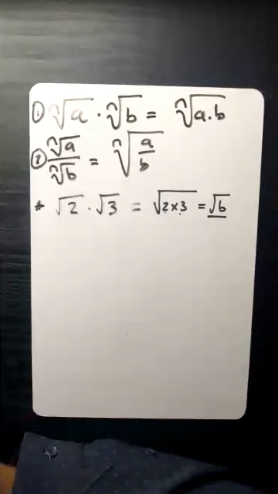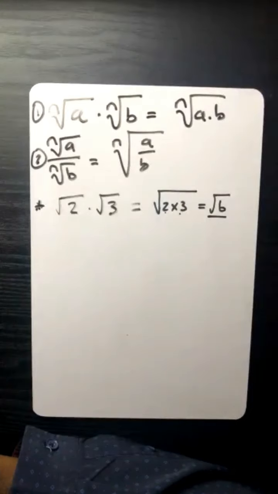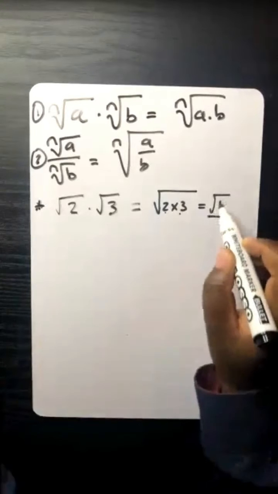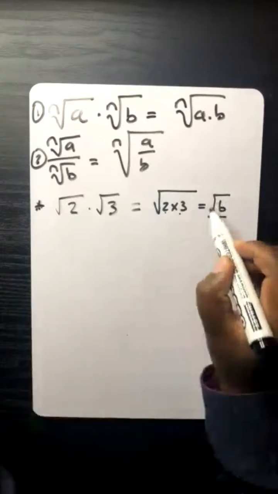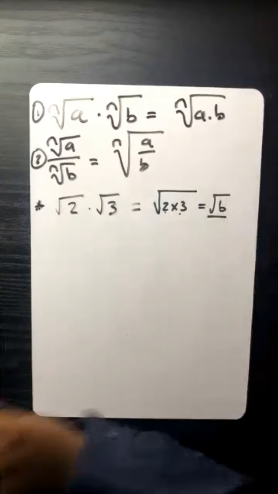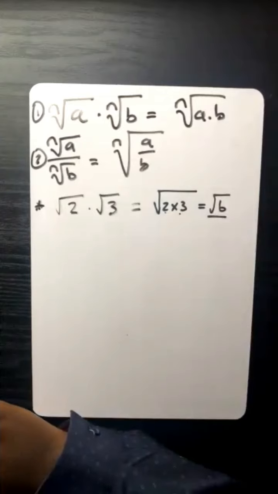So if you want to know if something can be further simplified, on your calculator, just punch square root of 6 and press equals. If it still gives you square root of 6 as an answer, it means this is the end of it.